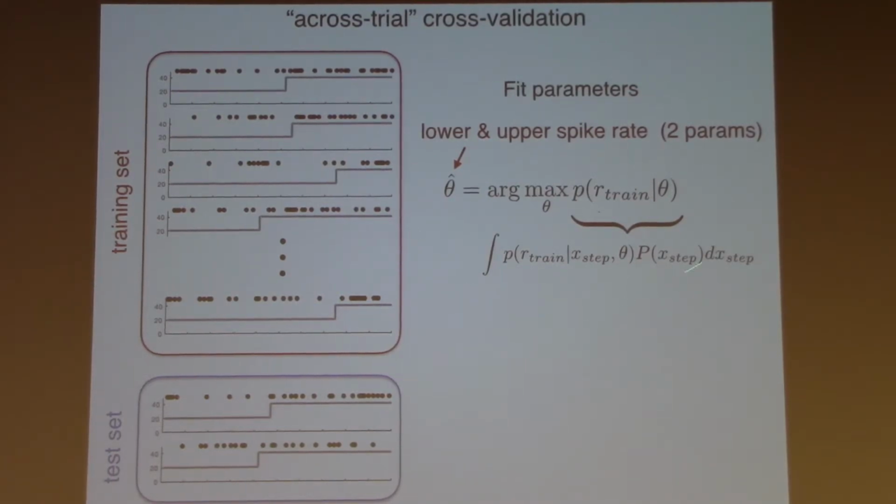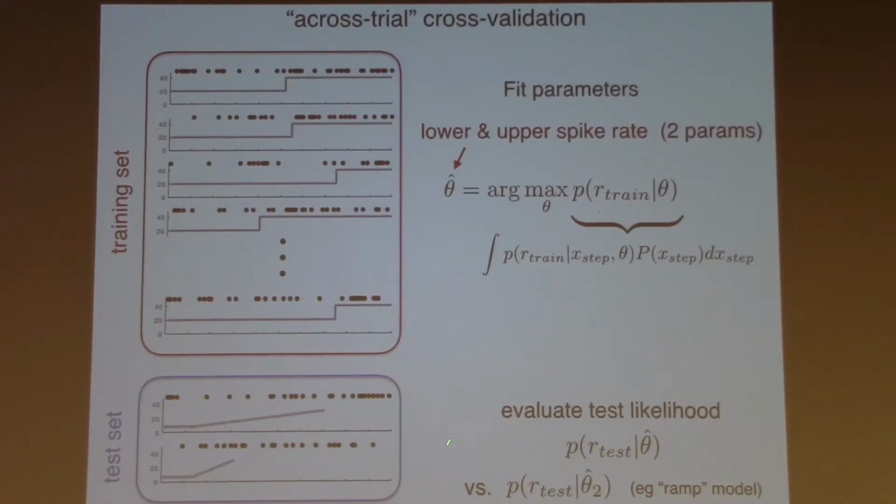Okay, so we're fitting two parameters from our training data, and then we're going to use that to evaluate the test likelihood. How likely are these spike trains, the probability of these spikes, given my estimated parameters, the lower and upper spike rates? Again, this involves an integral over that latent variable. We don't fit the time of the step on each trial, we marginalize it out.